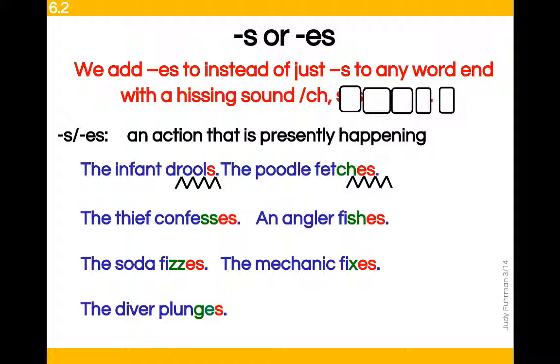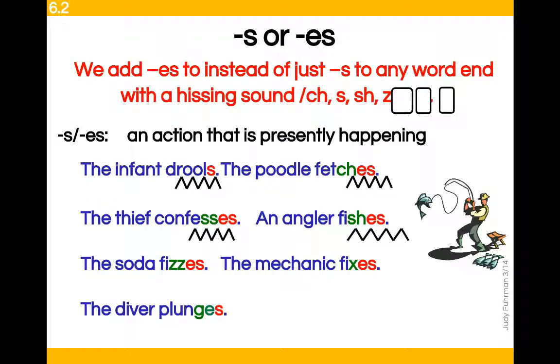The thief confesses. Again, the S at the end has that hissing sound. An angler fishes. SH, we know from our base word distinguishes, has that hissing sound. The soda fizzes. This one might be the easiest of them all. We think of a hissing sound with zzz, and that is in this word, fizzes.